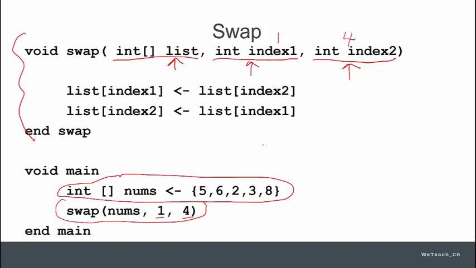The intent is to swap the two values in the array in positions 1 and 4, which are the 6 and the 8. The final array should contain the values 5, 8, 2, 3, and 6 in that order. At first glance, the two statements shown here might seem to do the trick, but there is a problem. Can you spot it? Take a moment.